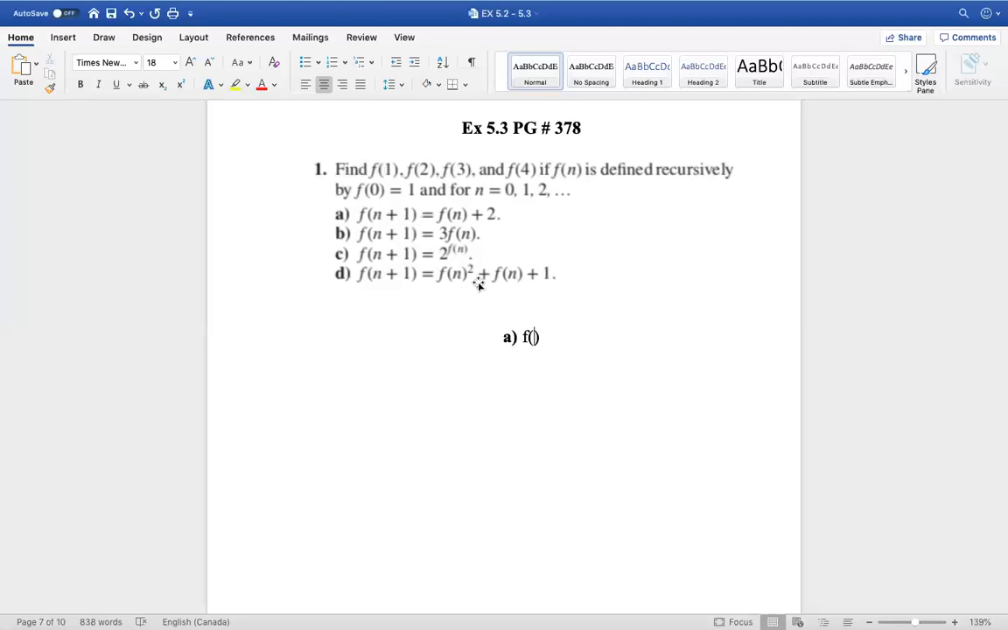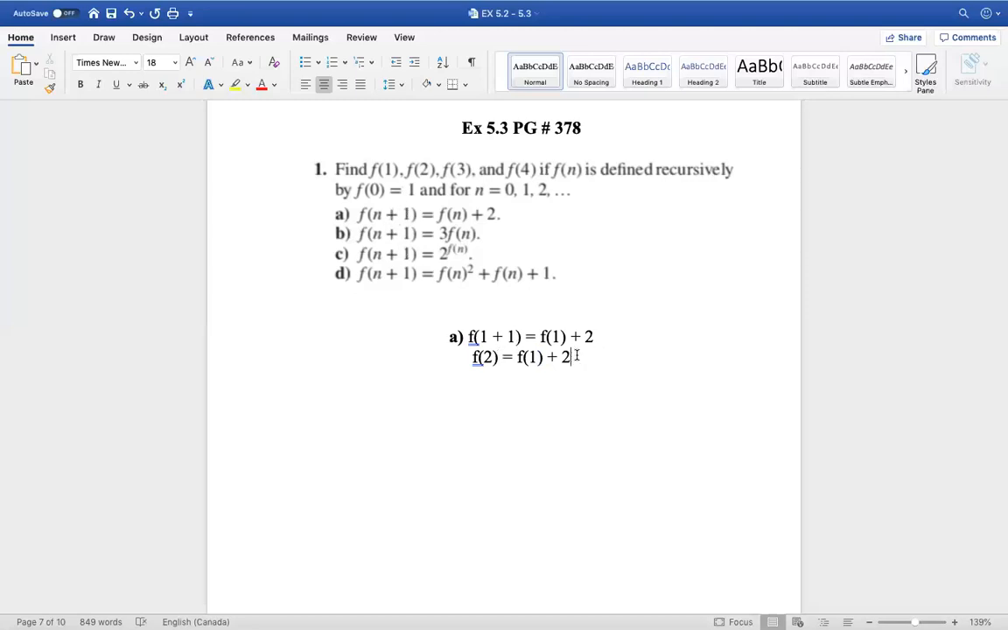So for f1, if we replace this n here with 1, so n is 1 basically, over here. So it is equal to f of 1 plus 2, right? So we know that f of 2 equals f of 1 plus 2, right? But we already know what this f of 1 is here. Oh, sorry, f of 0 here. So we know that f of 0 is 1, right?